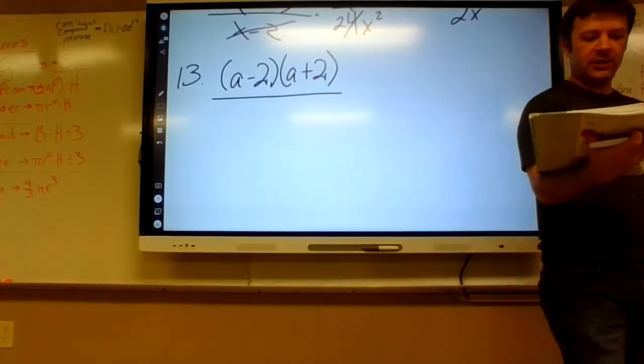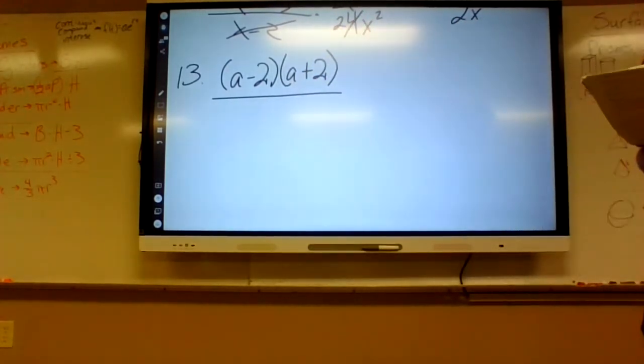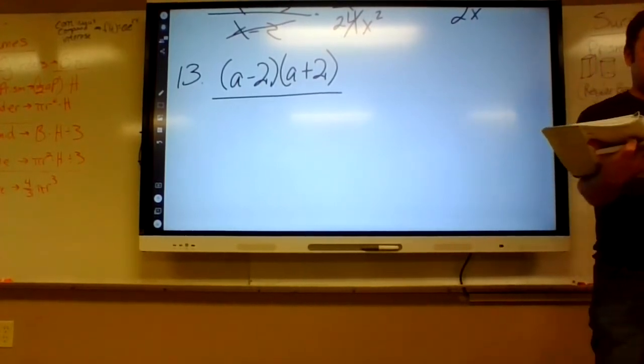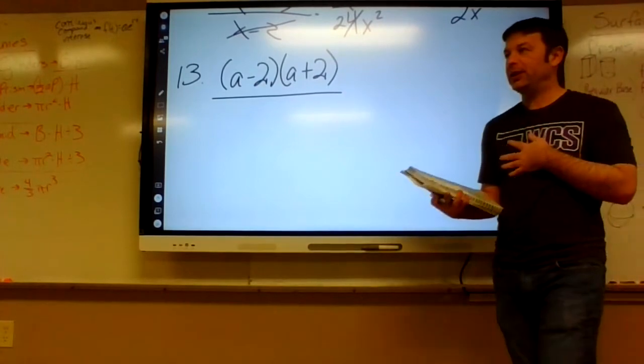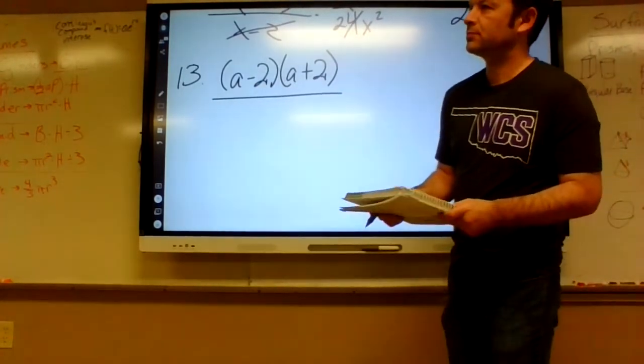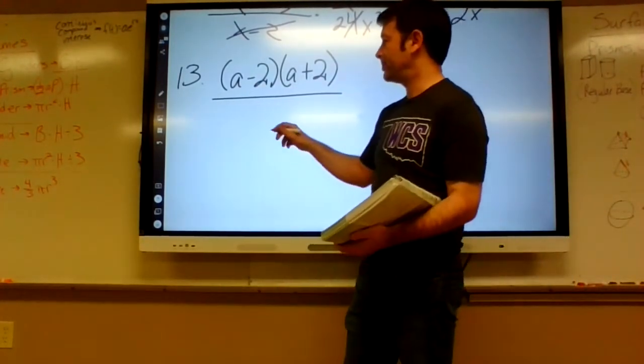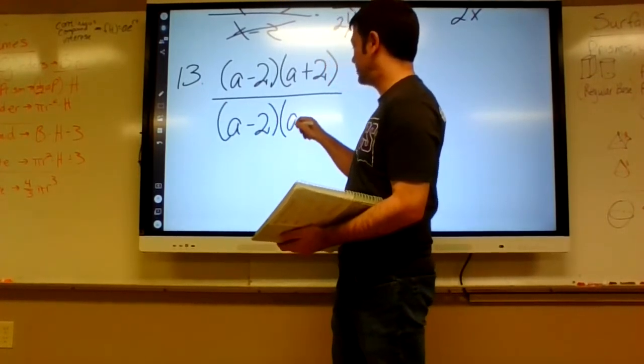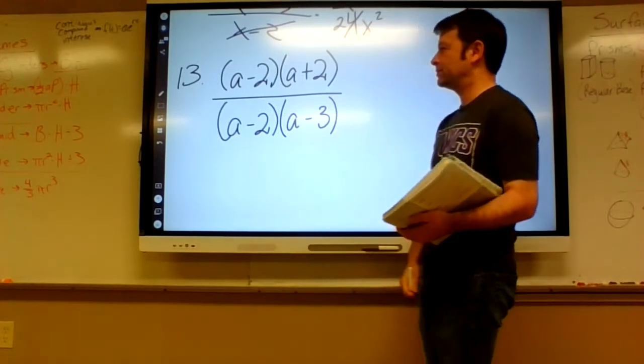Okay, the bottom left denominator. What multiplies into 6 that could add up to negative 5? 2 and 3 multiply into 6, and if you make them both negative, they would add up to negative 5.